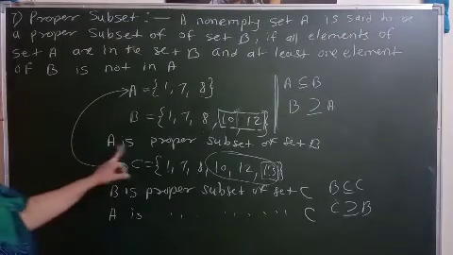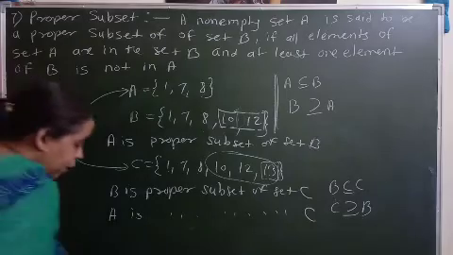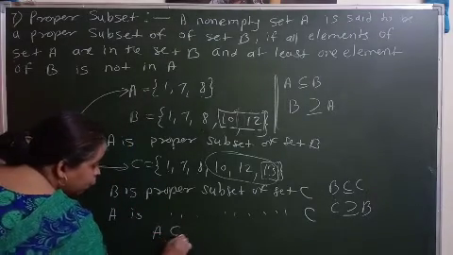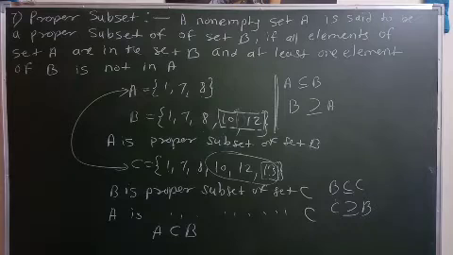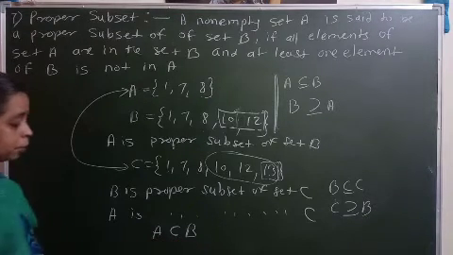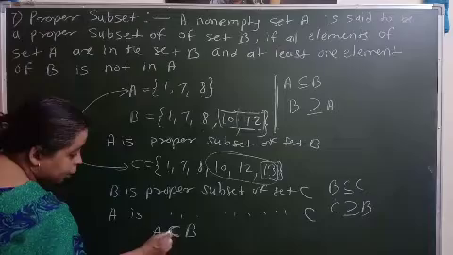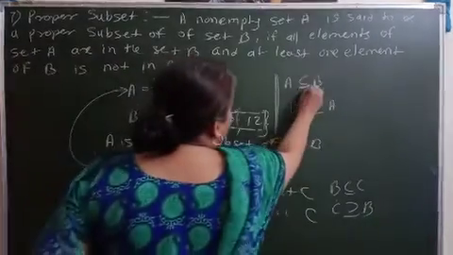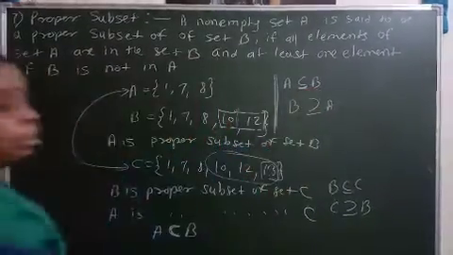Again, this A is a proper subset of set B. It is denoted like this: A is a subset of B. If A is a proper subset, then you can write it like this only. And if it is only a subset, then there is one line below the subset symbol.